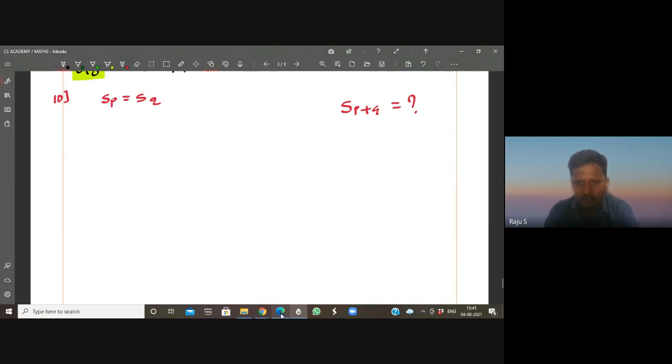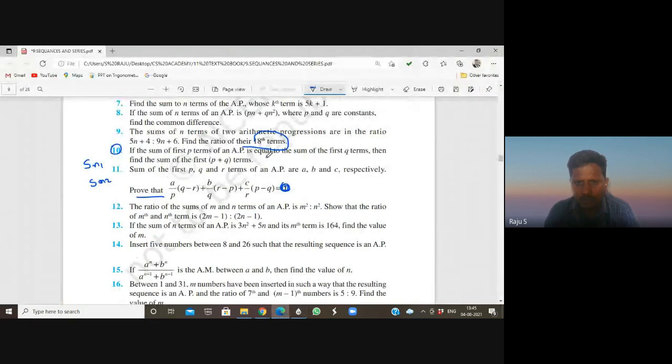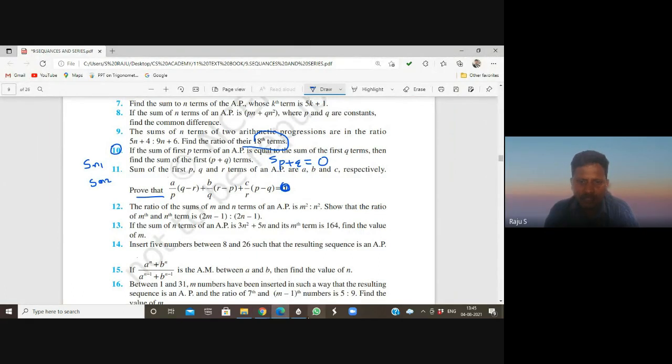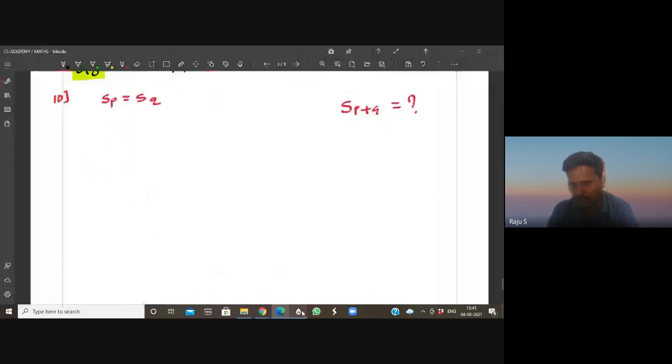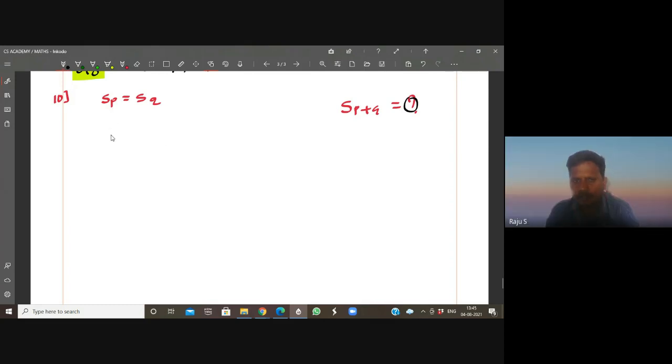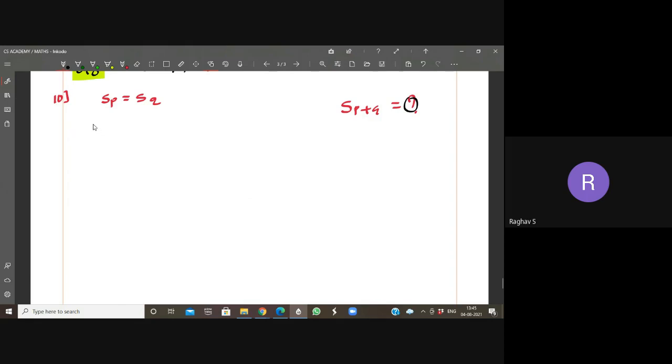Is it 0? Yes, sir, I think so. It is 0 only because it is one of the properties. Clearly, it must be 0. We can get the value of a first by substituting SP equal to SQ. Then in the formula of S of P plus Q, we will substitute the value of a, and we'll get 0.